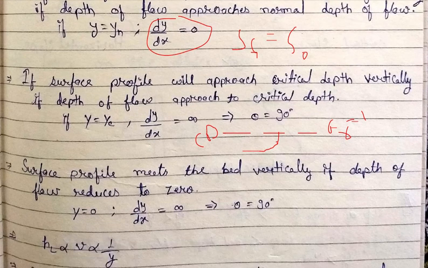Now the surface profile at the bed: if the depth of flow reduces to 0, that means y equals 0, that means it will be at the bed. So here y is infinite while it's at the bed vertically.